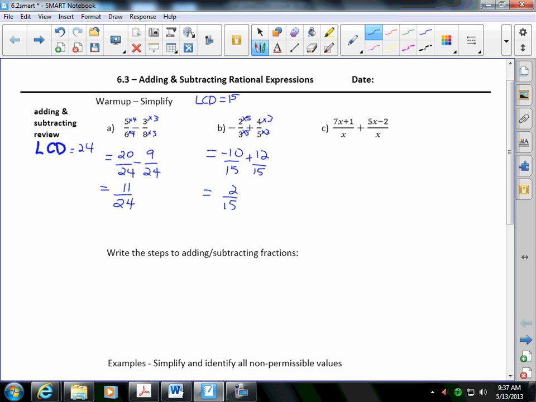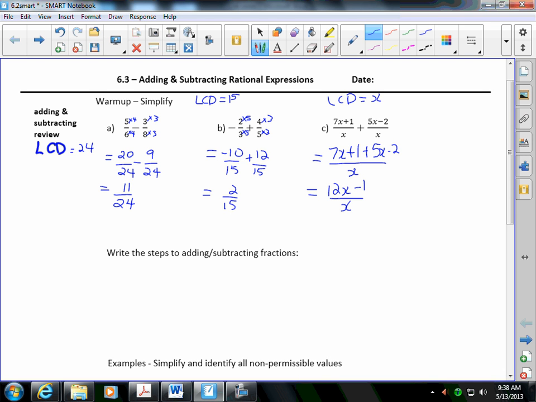So the last one here, I have 7x plus 1 plus 5x minus 2, and they're both over x. So what is my lowest common denominator? It's x. So what do I have to do to these? Nothing. Right. So because they have a common denominator of x, if you want, you could rewrite this as 7x plus 1 plus 5x minus 2 all over x. 7x and 5x is a 12x. 1 minus 2 is negative 1 all over x.